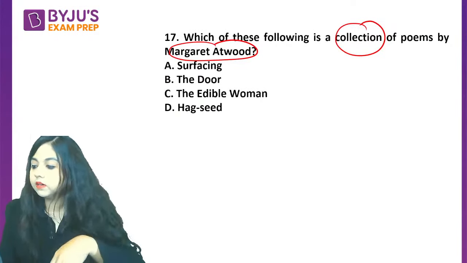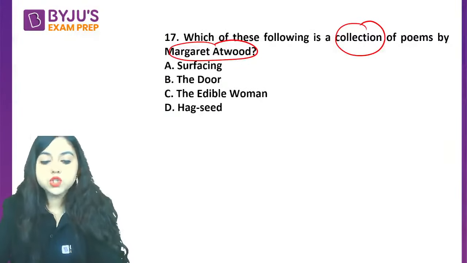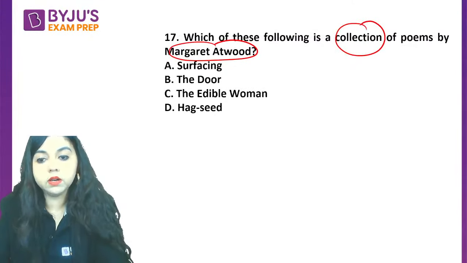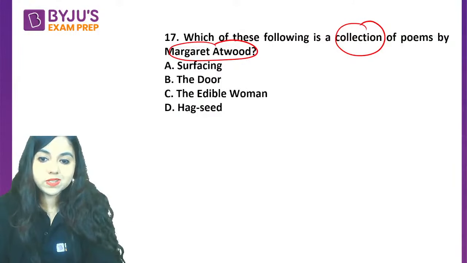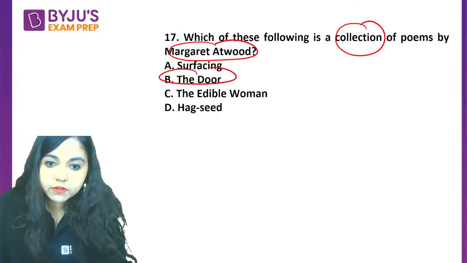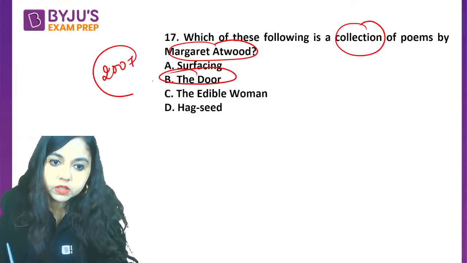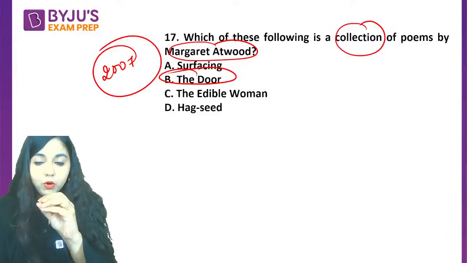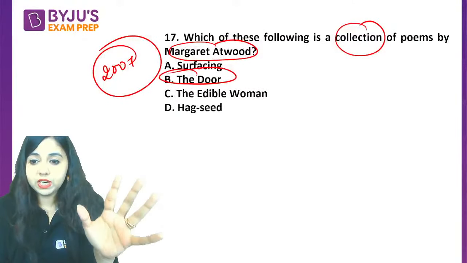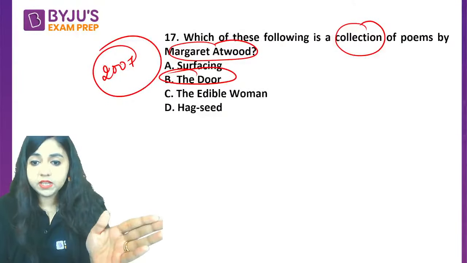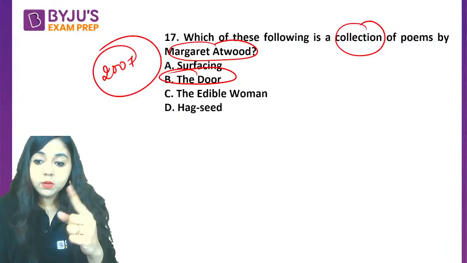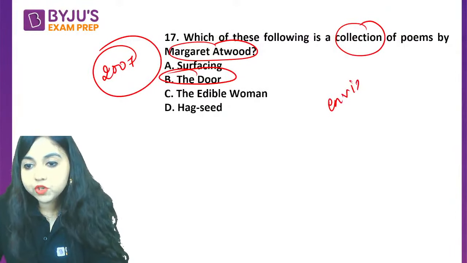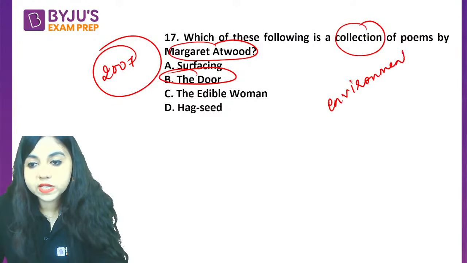What is the right answer here? Very good. That is the right answer. Margaret Atwood's The Door is the right answer here. The Door is a collection of poems that came out in 2007. The book has 5 sections telling you about old age, approaching death, mortality, author's popularity, the craft of writing. The poems are also a brilliant example of Margaret Atwood's take on environmental issues as well.